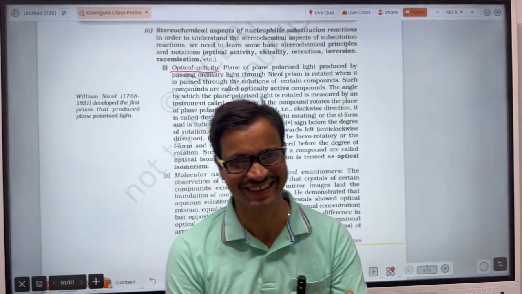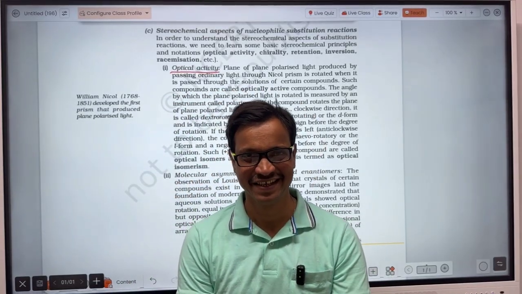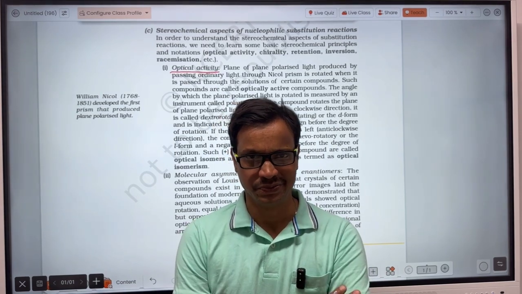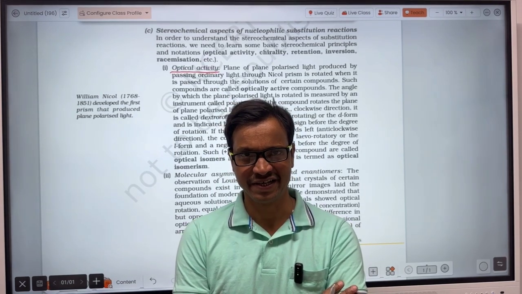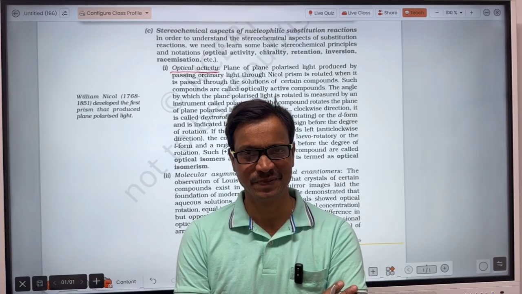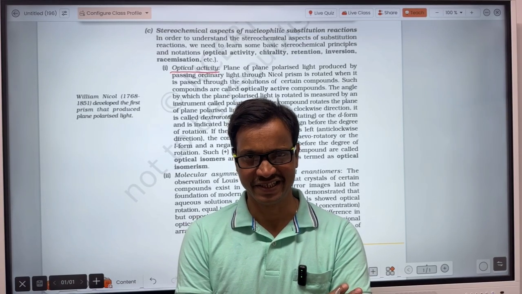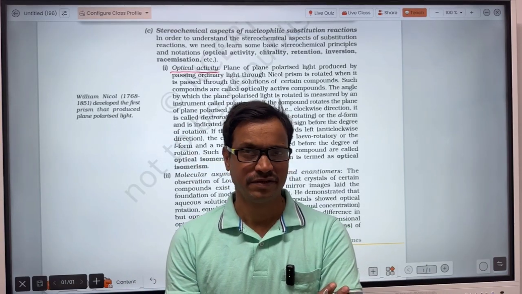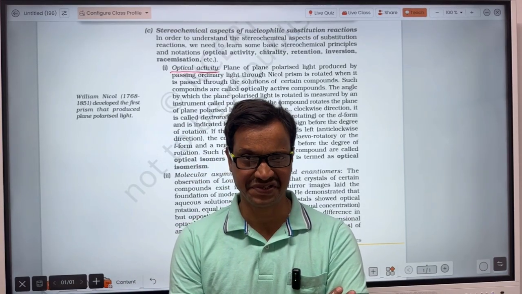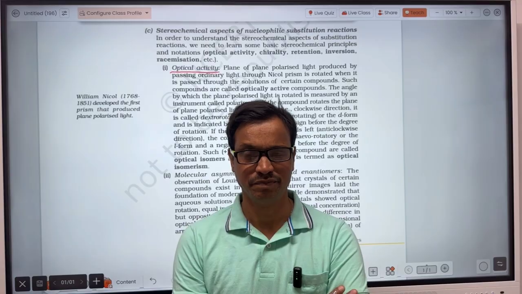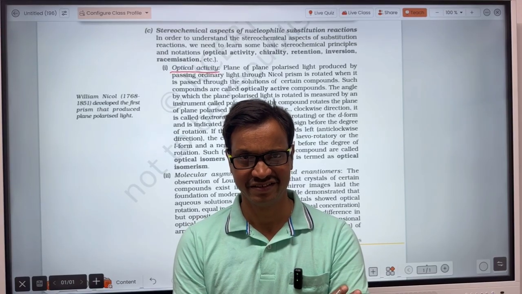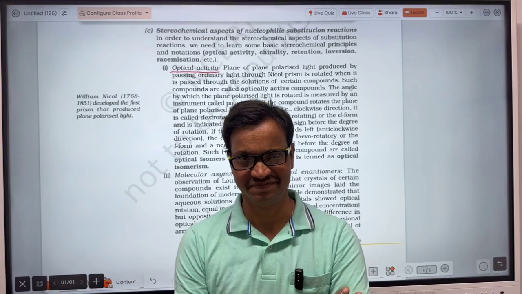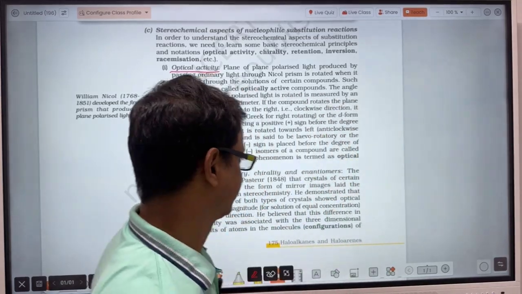Now the question arises, what is an asymmetric carbon atom? A carbon atom which is bonded to 4 different atoms or groups will be called an asymmetric carbon atom. That means the carbon atom to which the 4 groups or atoms bonded are different, then that carbon will be called asymmetric carbon. Let's see here, as for example.